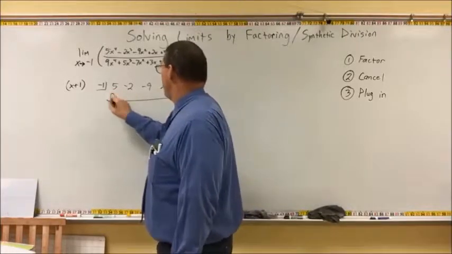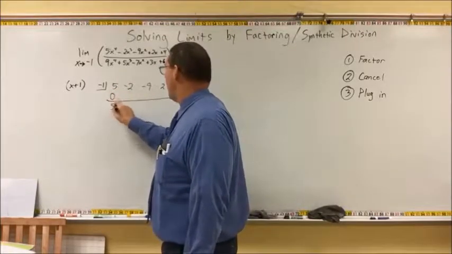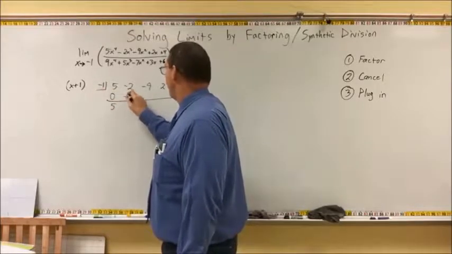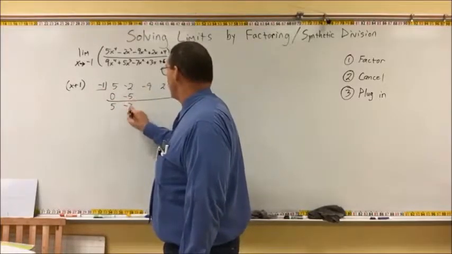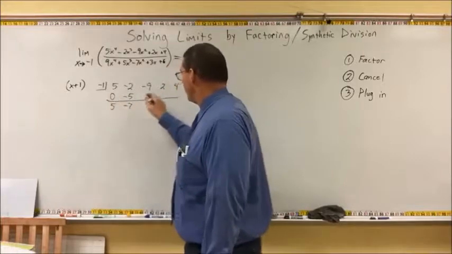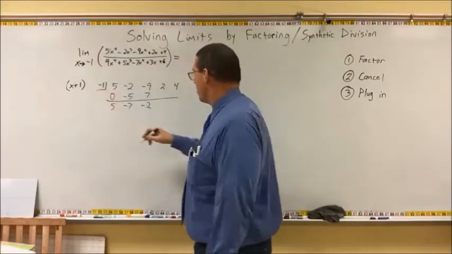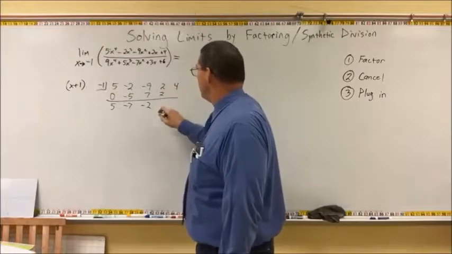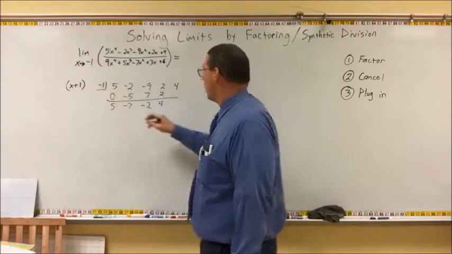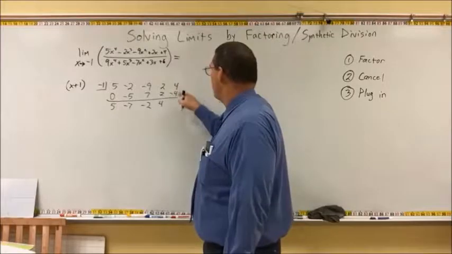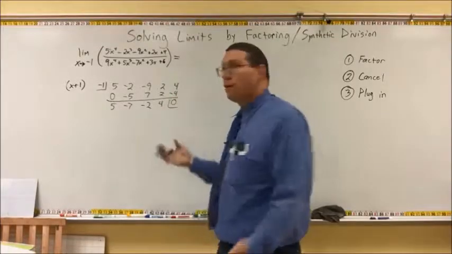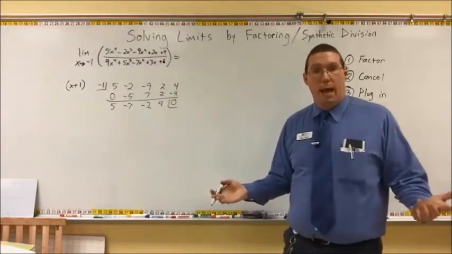I'm going to put a 0 here, and then 5 plus 0 is 5. 5 times negative 1 is negative 5, minus 2 is negative 7. Negative 7 times negative 1 is positive 7, minus 9 is negative 2. Negative 2 times negative 1 is positive 2. 2 plus 2 is 4, and 4 times negative 1 is negative 4. 4 minus 4 is 0, remainder of 0, just like I expected we would have.